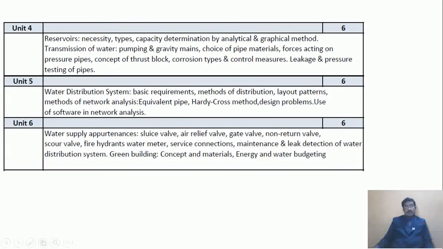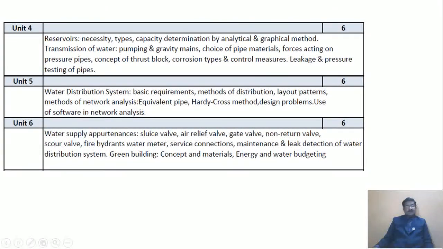Unit 4 also comprises 6 lectures, which cover reservoirs, necessity, types, capacity determination by analytical and graphical method, transmission of water, pumping and gravity mains, choice of pipe materials, forces acting on the pressure pipes, concept of thrust block, corrosion types and control measures, leakage and pressure testing of pipes.